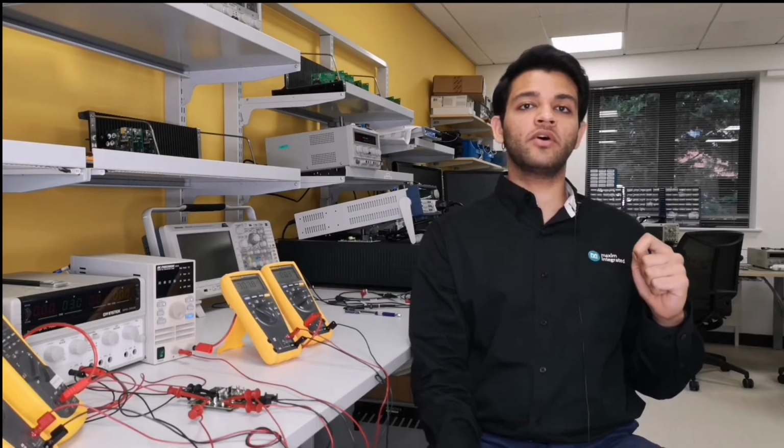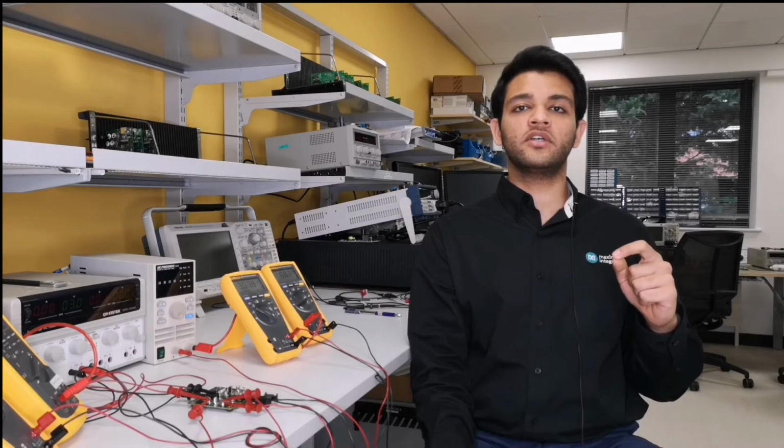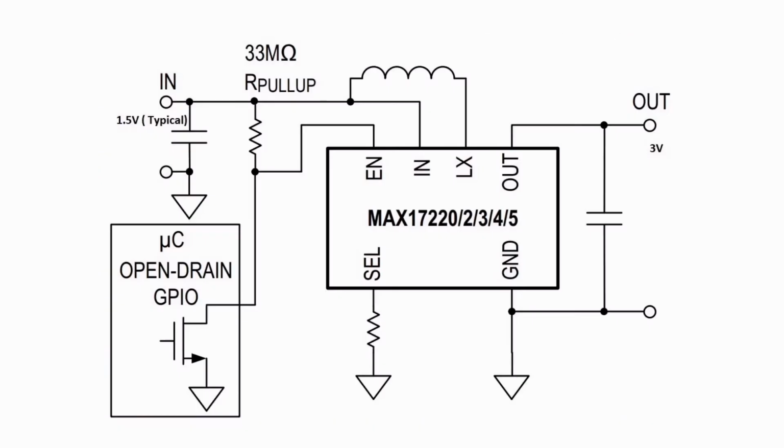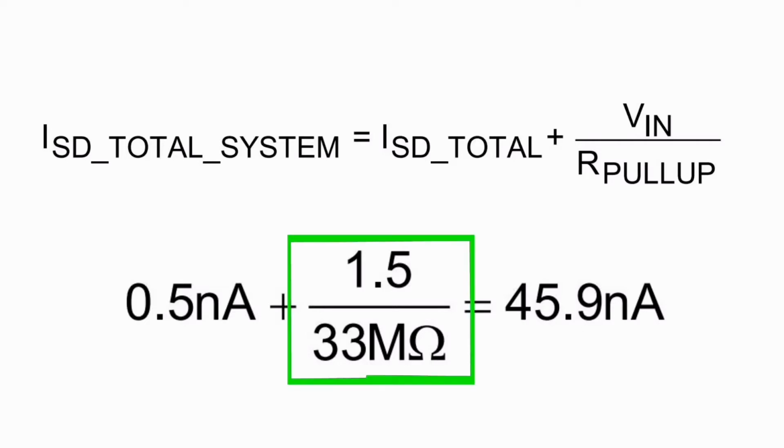Now, it is very important to note that the input shutdown current of MAX17222 takes into account the leakage current of the inductor and the input pins. For example, if the enable pin is connected to the open drain GPIO of the microcontroller as in the figure, the input quiescent current of the system configured for an input voltage of 1.5 volts with a pull-up resistor of 33 mega ohms will be.